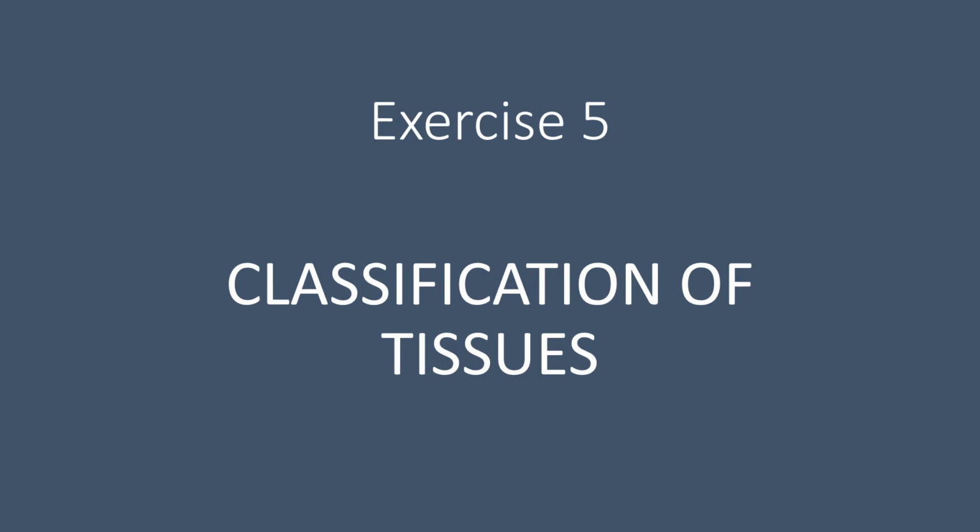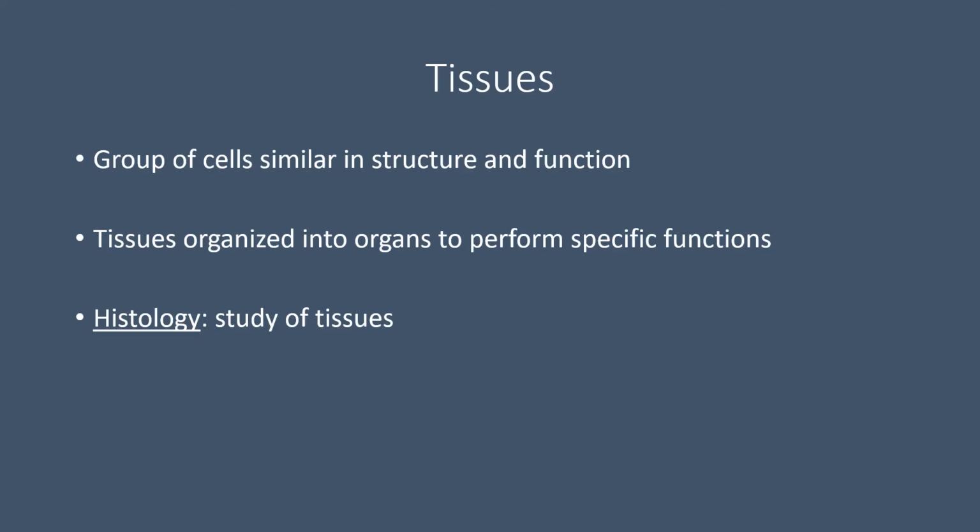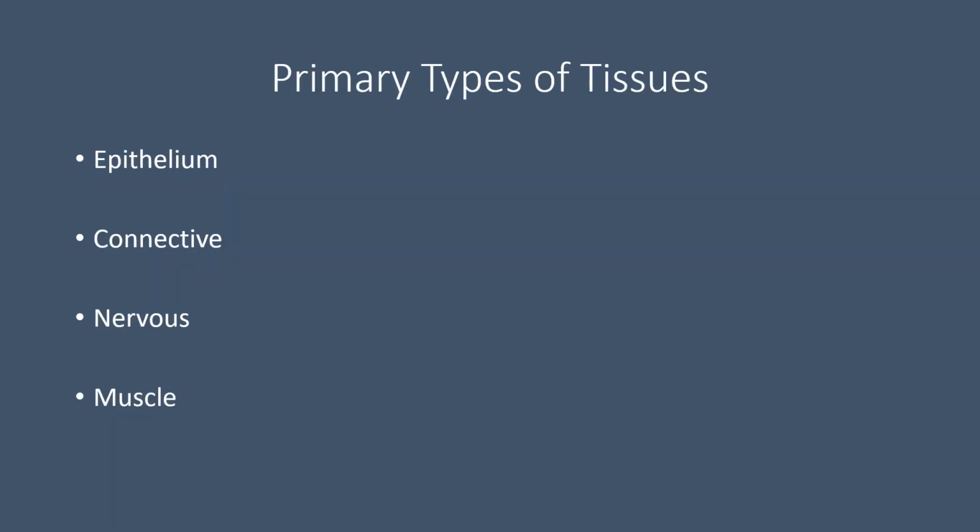Exercise 5 deals with the classification of tissues. First of all, a tissue is a group of cells that have similar structure and therefore similar function. They are working together to perform that particular function. Tissues then are organized where you have at least two different types of tissues organized to form organs, which also have a particular function. The study of tissues, that field, is known as histology.